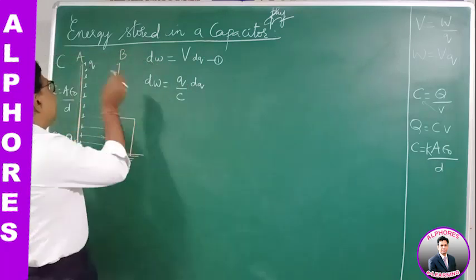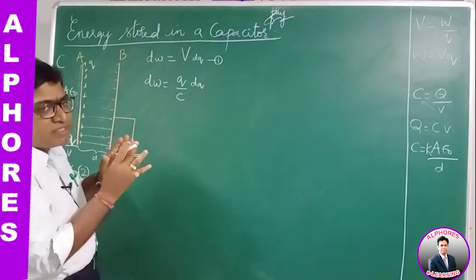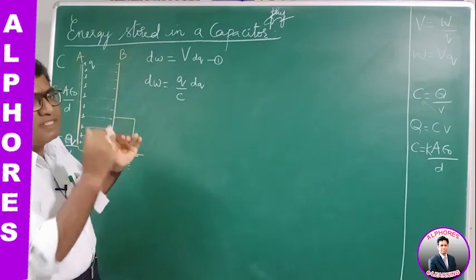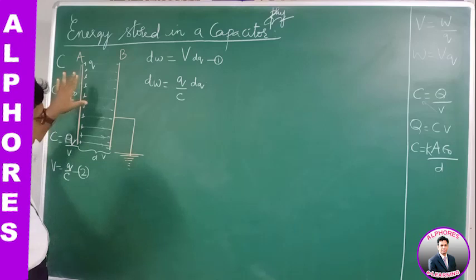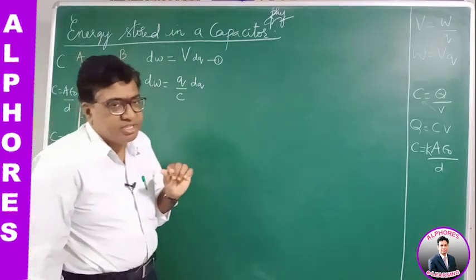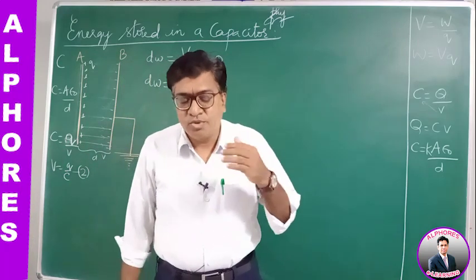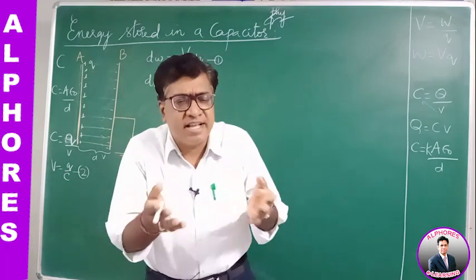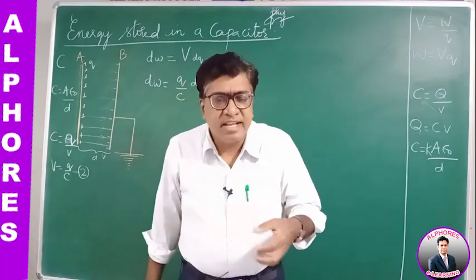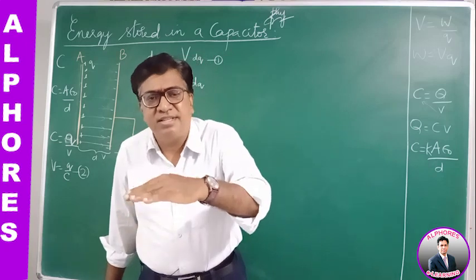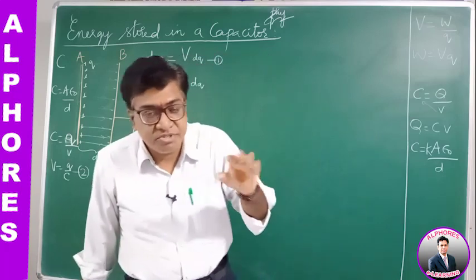So during the process of charging, let at a particular instant of time the charge on the capacitor be Q. At that instant, the corresponding potential is V. The charge and the potential are directly proportional. As I give charge, the potential increases. It's as simple as in a tank: as you pour water, the level increases. Well, the electric level is potential. So as you give charge, the potential increases.